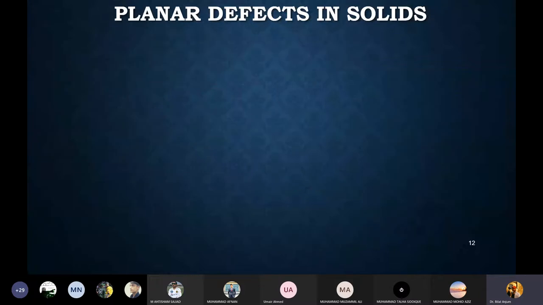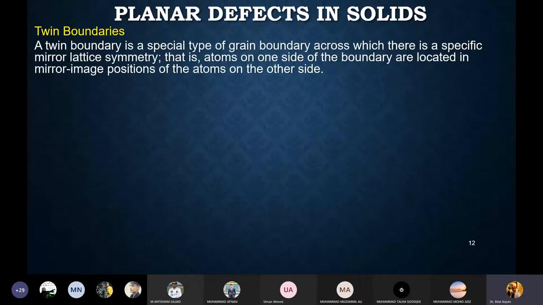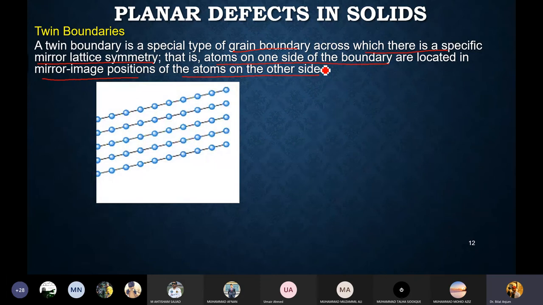Now you have another kind of 2D defect, which is known as twin boundaries. A twin boundary is a special type of grain boundary across which there is a specific mirror lattice symmetry. That is, atoms on one side of the boundary are located in a mirror image position of the atoms on the other side. So let's see if you have this sort of arrangement. This is one arrangement.